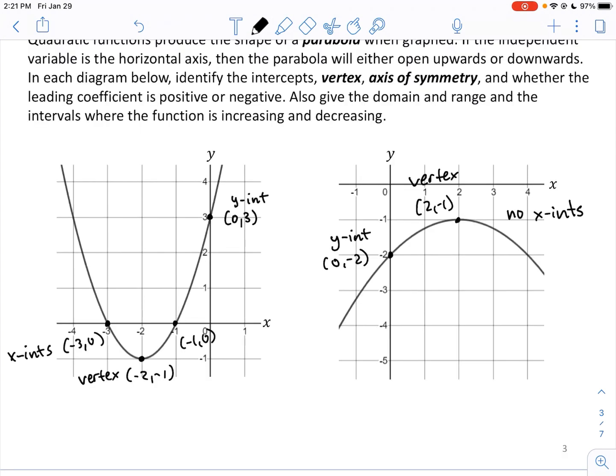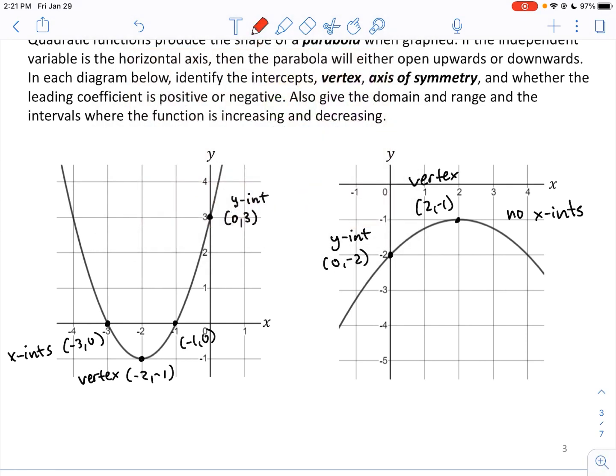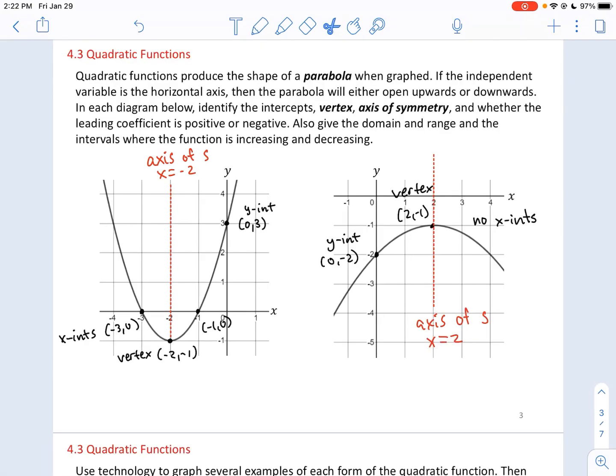Axis of symmetry. All parabolas are symmetric around some vertical line, and that vertical line is called the axis of symmetry. It's always the line that goes through the vertex, and the equation is always x equals the x-coordinate of the vertex. So x equals negative 2 in this case, and in the case over here, the axis of symmetry is x equals 2.